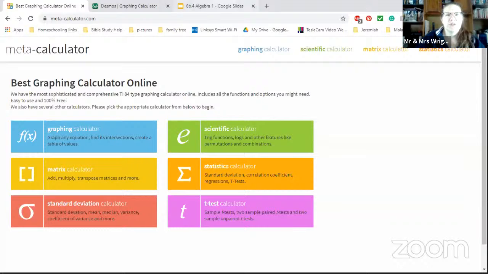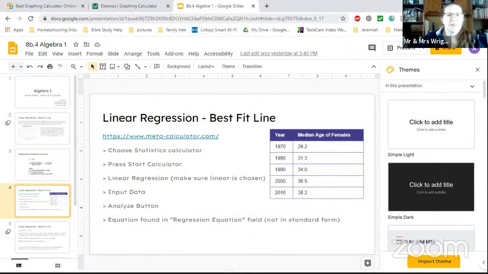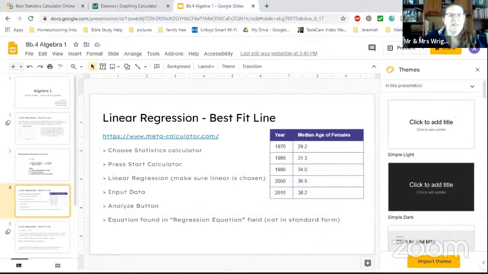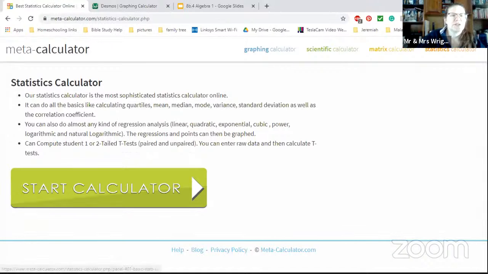And it says, once you go to this website, let's go back to this slide. It says, once you go to that calculator website, you're supposed to choose the statistics calculator. So let's go back to the website. You can see there's all these different calculators to choose. We're going to choose the statistics calculator. Okay, I've done that. Then it says press start calculator. This right here is what you should have written in your notes. So I'm going to press start calculator.